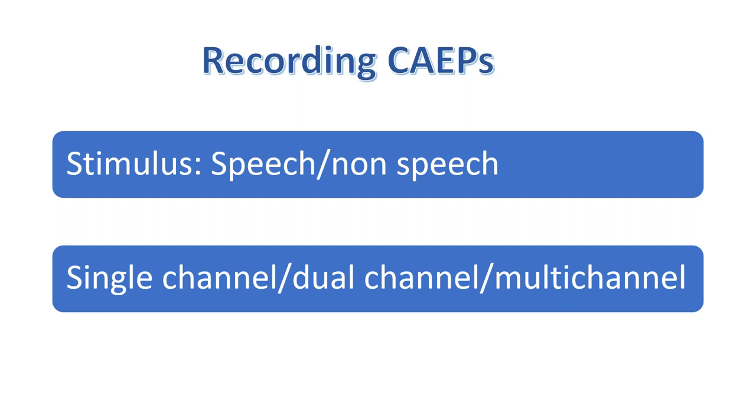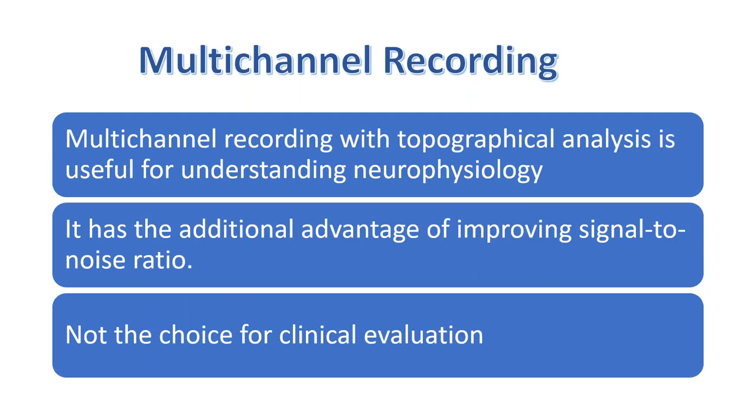Now coming to recording of cortical auditory evoked potentials, how we record them is similar to how we record auditory brainstem response, and I'm sure all of you are familiar with this. The stimulus that we use can be a speech stimulus or a non-speech stimulus. It can be an acoustic stimulus or an electrical stimulus. And for recording, like I said in the beginning, we can use a single channel instrument, a dual channel recording, or a multi-channel recording. Ideal recording for cortical evoked potentials is definitely multi-channel recording.